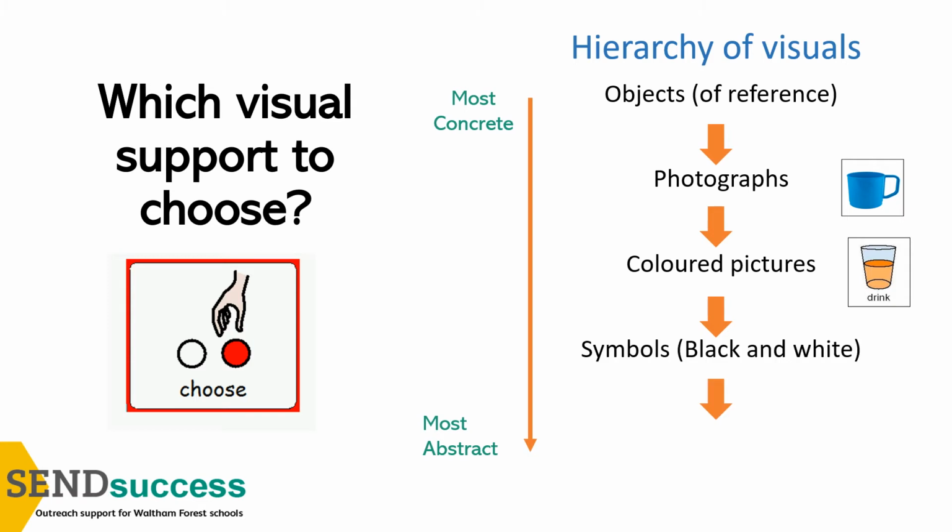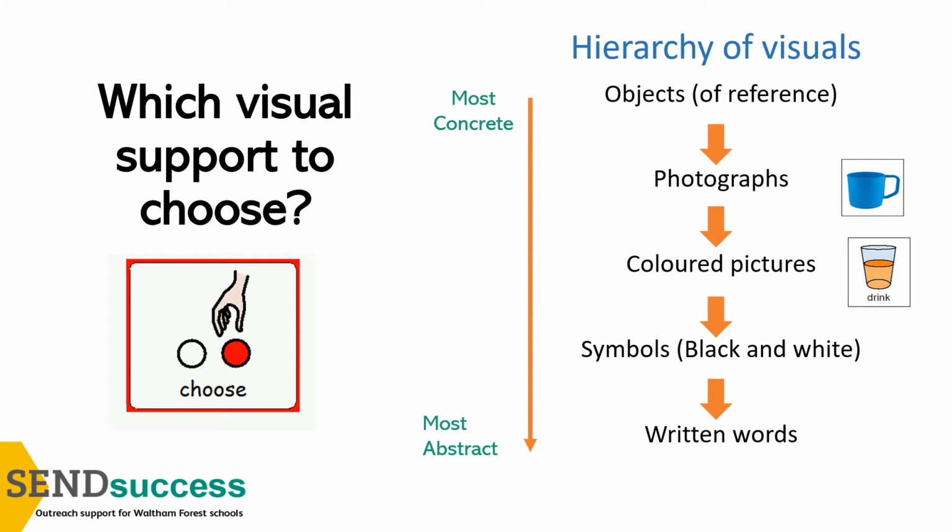Next, we move on to symbols, which may be black and white. And finally, the written word. Now, of course, the written word, being able to decode and take meaning from a written word, requires a high level of understanding.